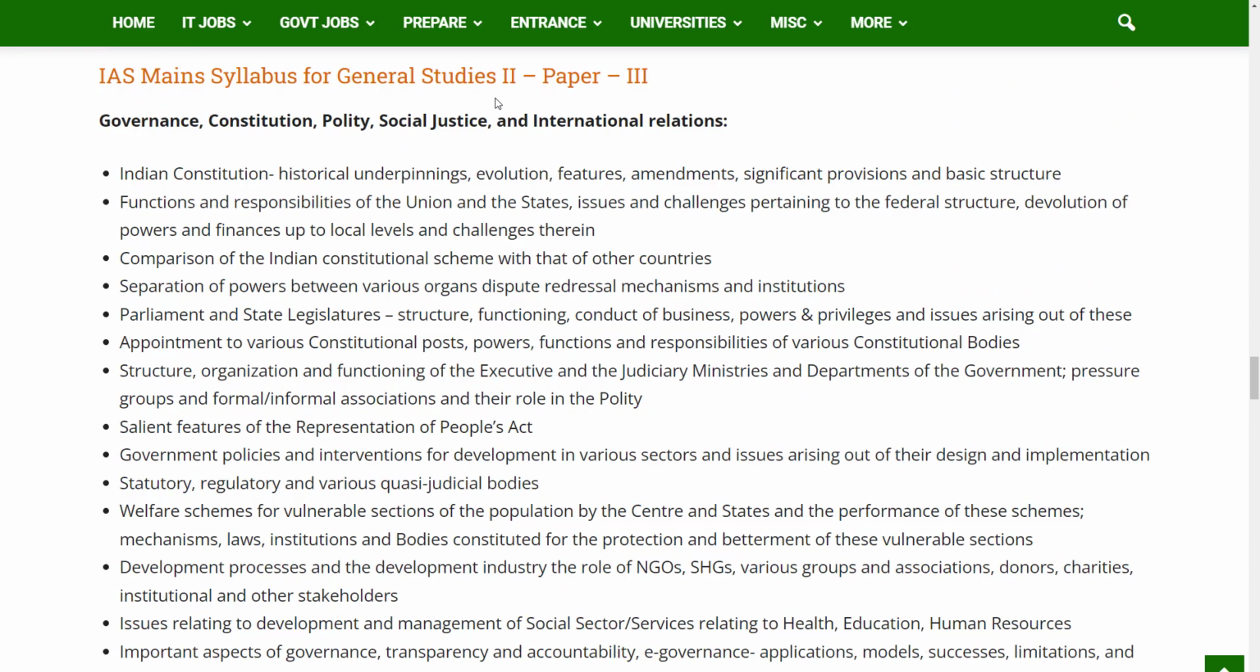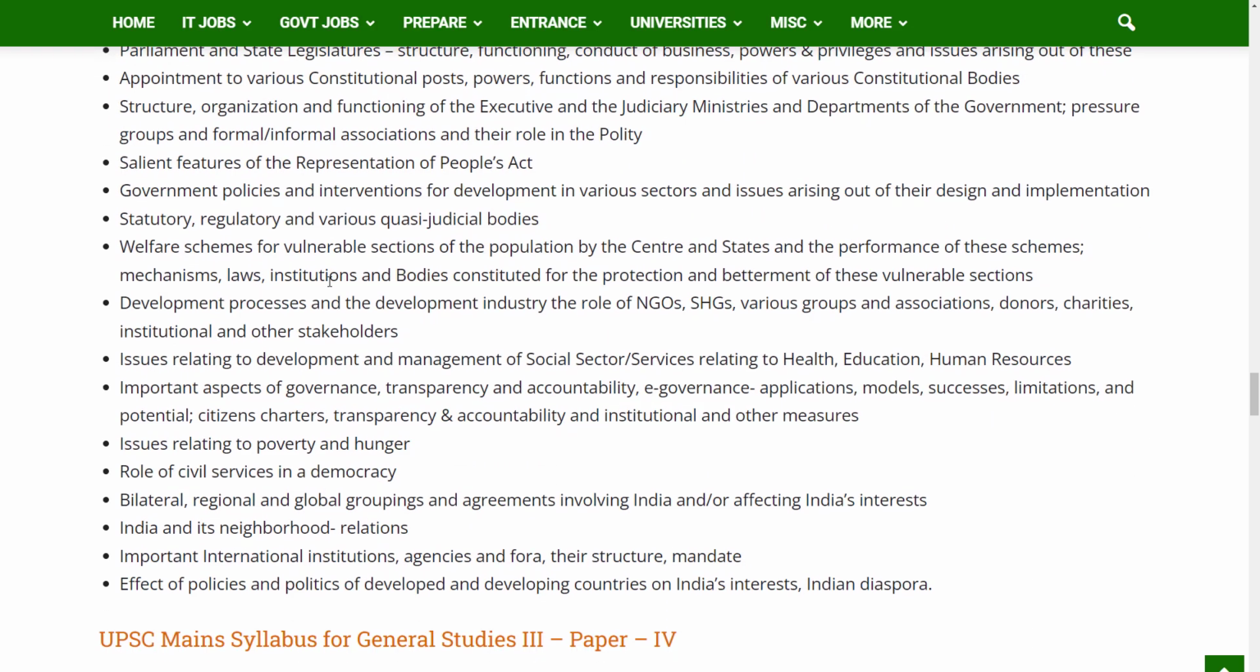And while looking at the General Studies 2 paper 3, you will have questions on governance, constitution, polity, social justice and international relations. In this you will have Indian constitution, historical underpinnings, evolution, features, amendments, significant provisions and basic structure, functions and responsibilities of union and the state, issues and challenges pertaining to the federal structure, devolution of powers and finance up to the local levels, comparison of the Indian constitution scheme with the other countries, separation of powers between various organs and institutions, and so on.